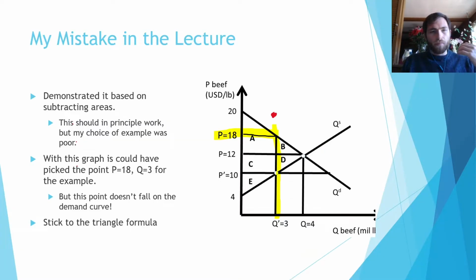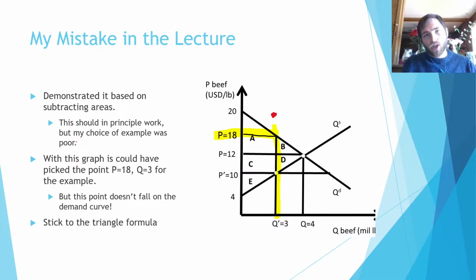So there was one mistake I made in lecture that I wanted to just briefly mention. In lecture, I had an example where I calculated dead weight loss by finding total surplus, that is consumer plus producer surplus in equilibrium, total surplus outside equilibrium, and then subtracting the two.